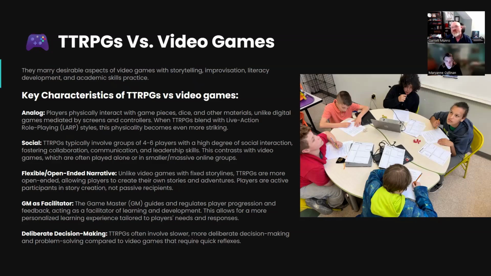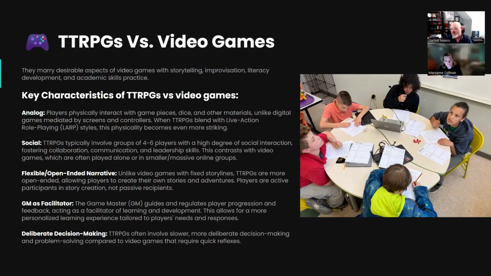Some of our theoretical models are informed by research on video games and learning, but we're careful to discuss when that research transfers and when it doesn't. Here are some interesting distinctions between video games and tabletop RPGs. Tabletop RPGs are analog, for the most part. Now there are digital tools, and we can do it remotely, but when we really suggest getting the most out of this, depending on your learning goals.